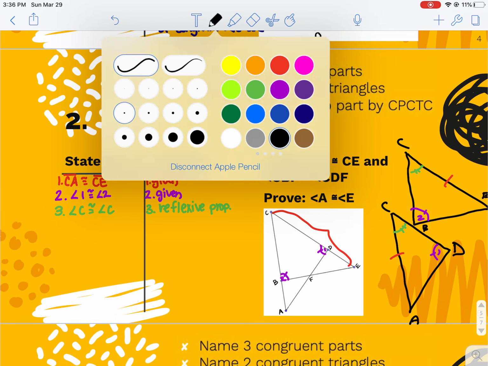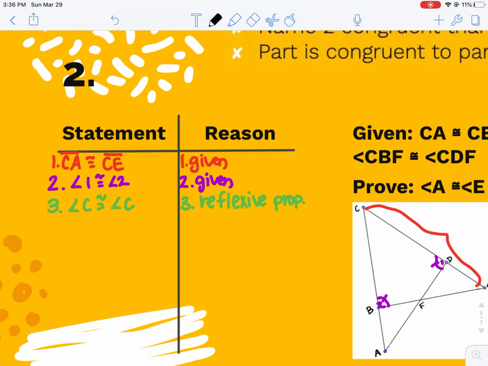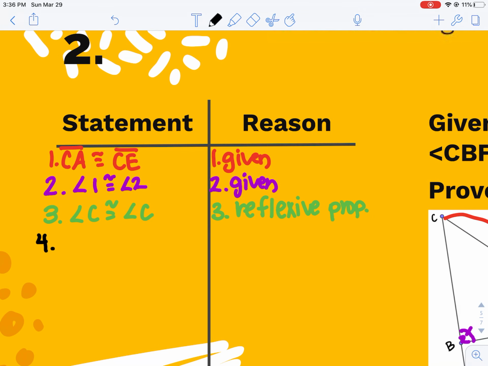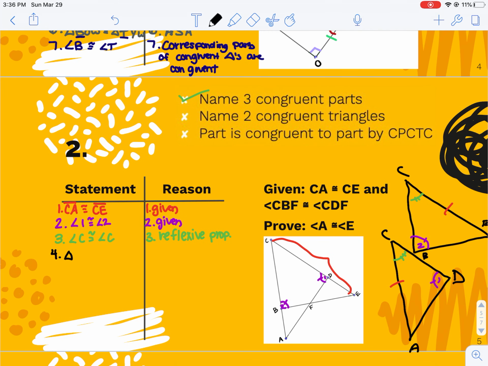All right, we've named our 3 congruent parts. Our next step is to say our triangles are congruent. So I'm going to say triangle, if I do CBE, C matches up with C, B matches up with D, and E matches up with A. I have 2 angles and then a side, so that is angle, angle, side, or I could do side, angle, angle, same thing.